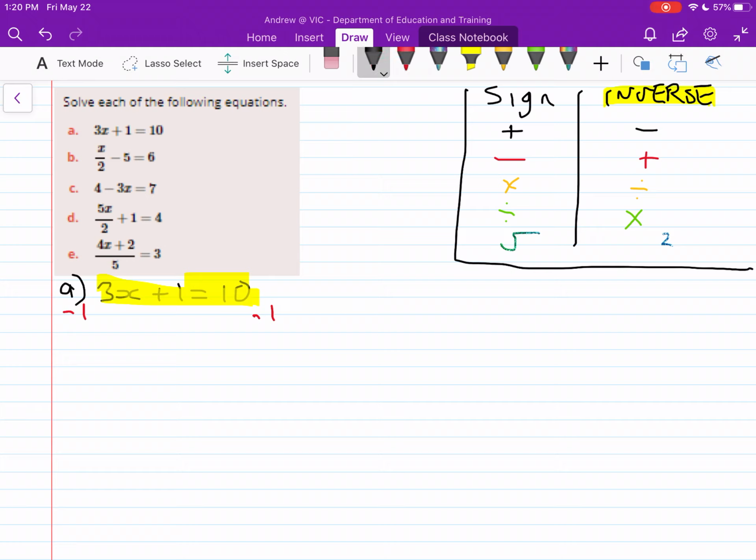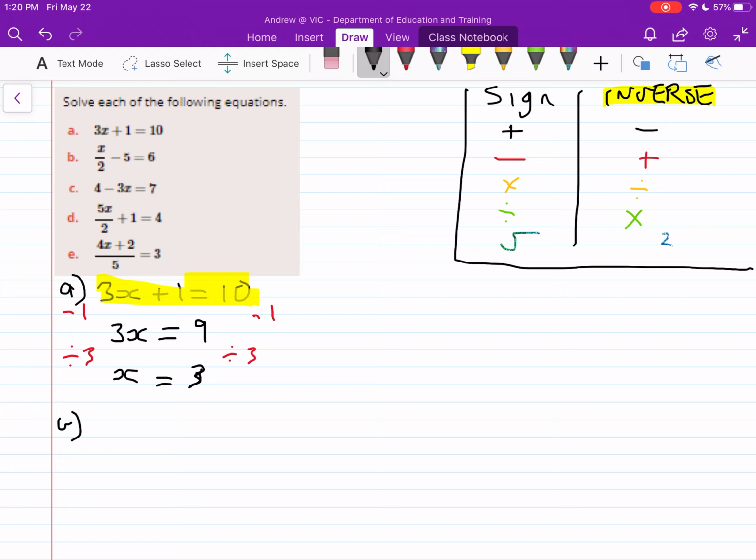So 3x plus 1 minus 1 just leaves the 3x, and 10 minus 1 is 9. Now we've got 3x, this means 3 times x. So, to get rid of a multiply, you need to divide. So we need to divide both sides by 3. So 3x divided by 3 is equal to x, the 3's cancel out, and 9 divided by 3 is equal to 3. So x is equal to 3. And that's how we do our first one.